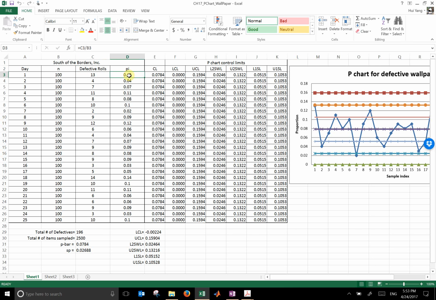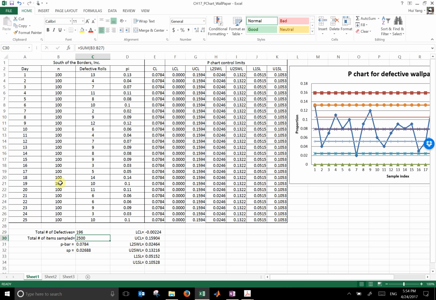So what is the fractional non-conforming? This is 13 divided by 100, and this is 4 divided by 100. We just use the number of defective rows divided by the number sampled in each day, and we get the fractional non-conforming for each day. The total number of defectives is the summation of this column. The total number of items sampled is the summation of this column, so it's 2,500 because we have 25 days.